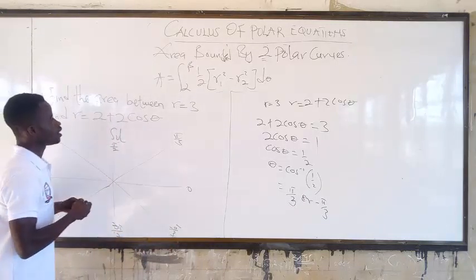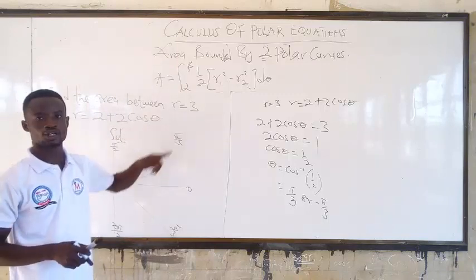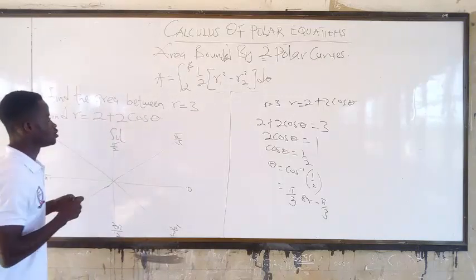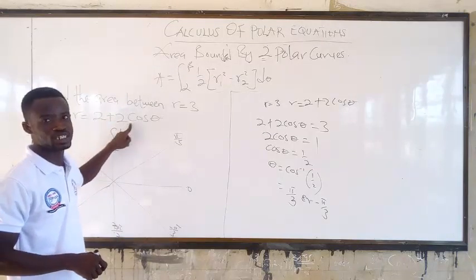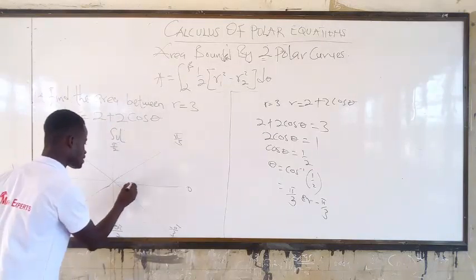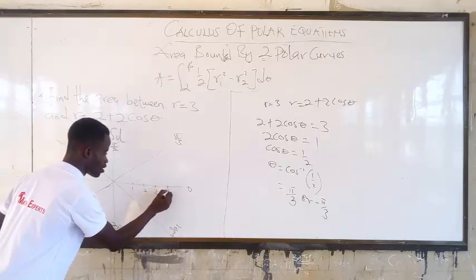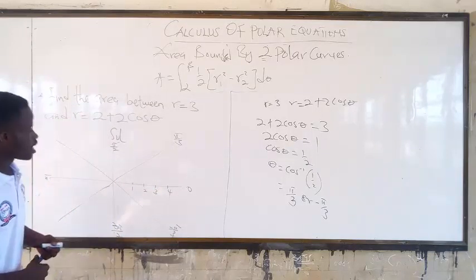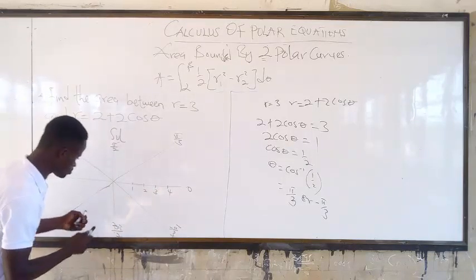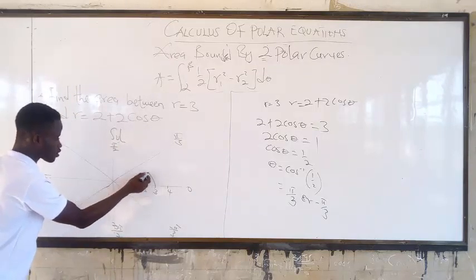Now, from this, r is equal to 3. You know that this is the cardioid, and the maximum will be what? a plus b, which is 4. So you get 1, 2, 3, 4. I hope you can see that. And you can also see that the r equals 3 is a circle. So you go by a circle.